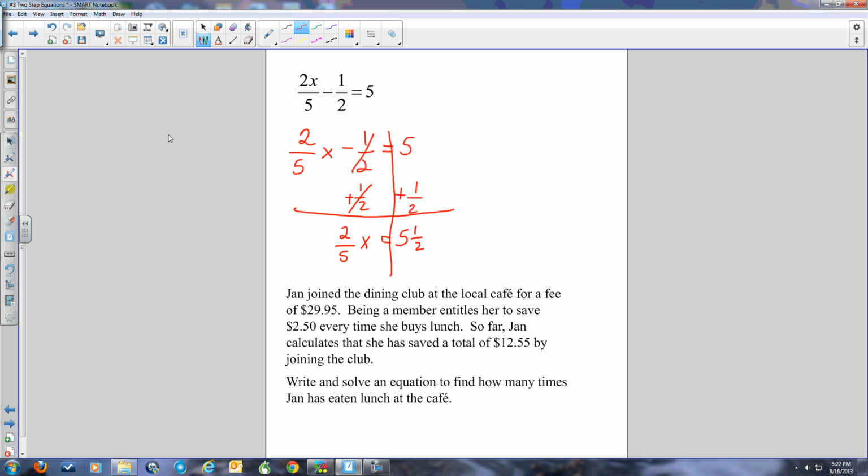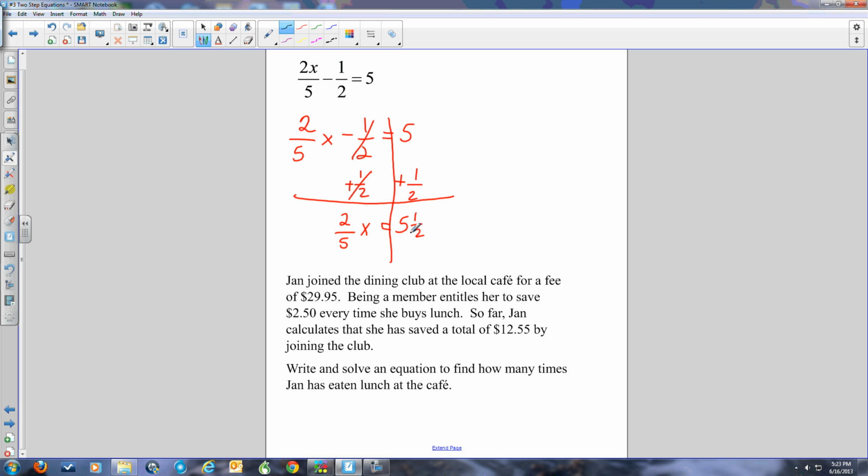Now, if we're going to do some arithmetic with 5.5, I would recommend changing that to an improper fraction. If you recall how we do that, we multiply the denominator by the whole number in front, and then we add the numerator. So 2 times 5 is 10, plus 1 is 11. So basically what we have is 2/5 x equals 11/2. And I'm going to continue this problem up on the right-hand side of the page.